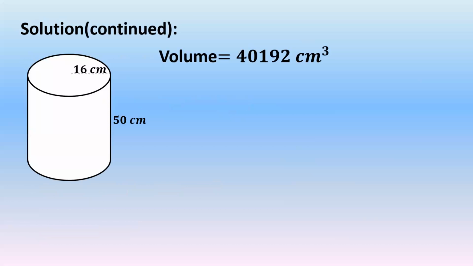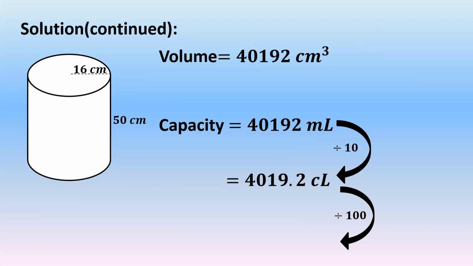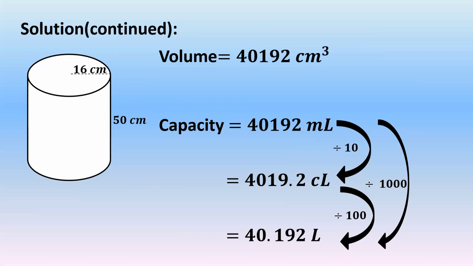Volume is equal to 40,192 centimeter cube. Therefore, capacity is equal to 40,192 milliliters. Dividing this by 10, we get 4,019.2 centiliters. Dividing this by 100, or dividing 40,192 milliliters by 1,000, we get 40.192 liters.